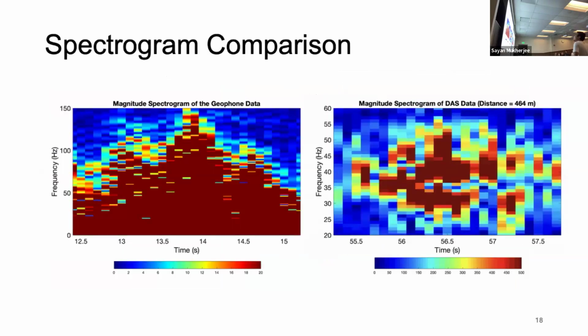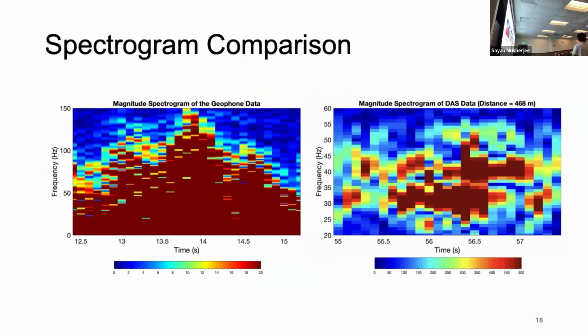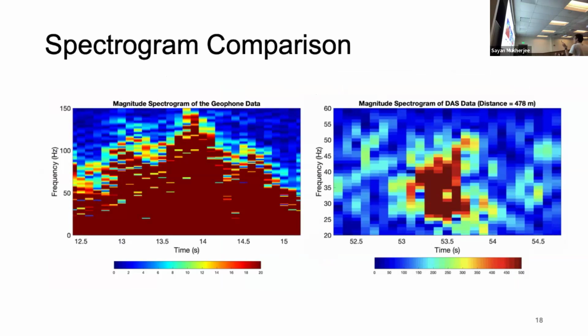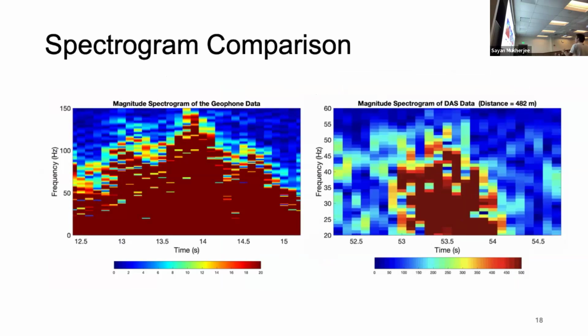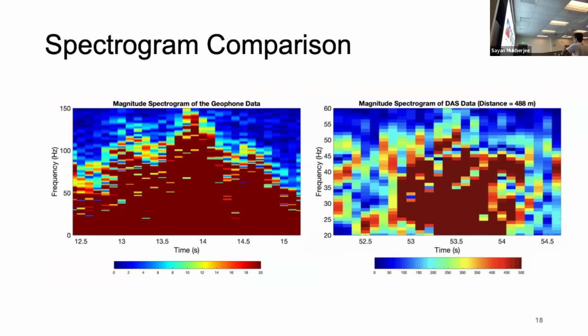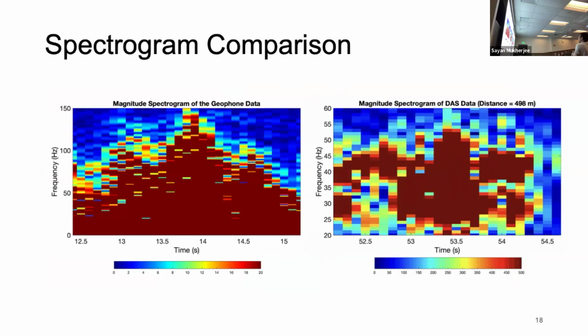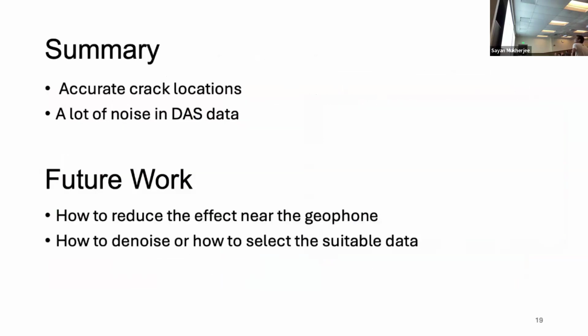Then we compare the spectrogram between the geophone and the DAS data. We can find the DAS data contain a lot of noise, and the spectrum changes a lot. We didn't find a continuous value. So until now, we can get accurate crack locations, but we find a lot of noise in the DAS data, and we couldn't get our ideal result now.